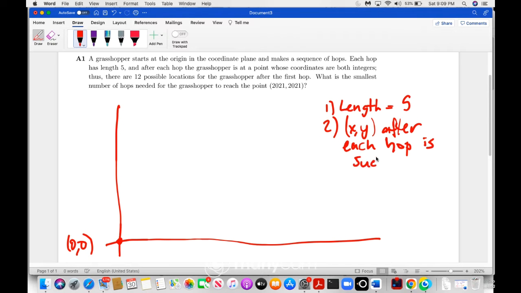is such that x and y are integers. So we say that x and y belong to the set of all integers. And the goal is, we're eventually going to reach the point 2021, 2021. Don't know why I put those extra commas in, but there we go.